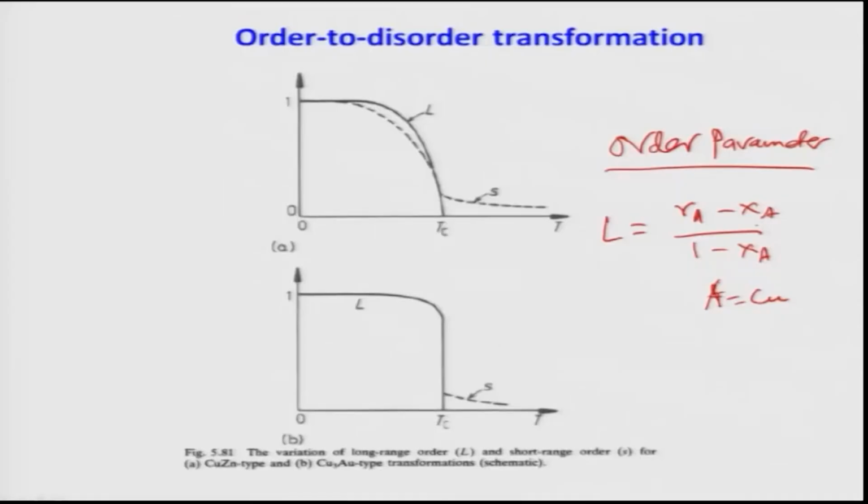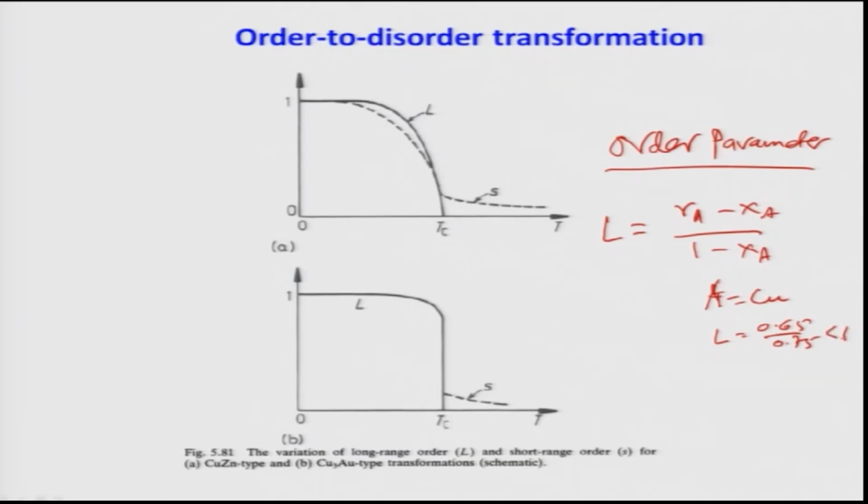R_A is a fraction, and X_A is already a fraction because X_A is the mole fraction in the alloy. In the case of Cu3Au, X_A equals 0.25. So if R_A is, suppose, 0.9, meaning 90% of the sites are occupied by gold atoms, it is 0.9 minus 0.25, which becomes 0.65, divided by 1 minus 0.25, which is 0.75. So the order parameter becomes 0.65 by 0.75, which is again a fraction. That is actually the long-range order parameter.